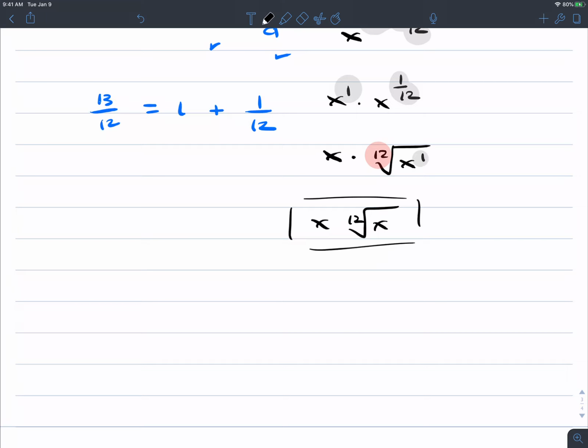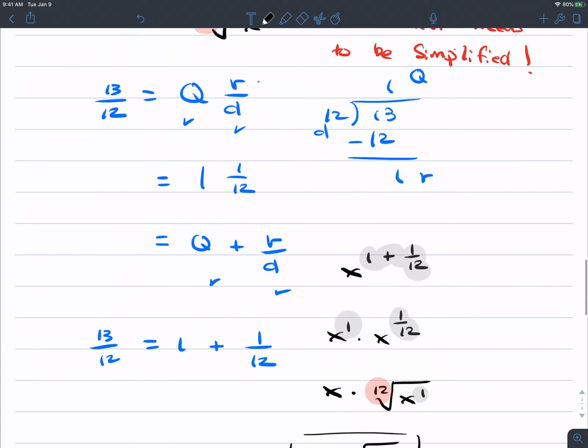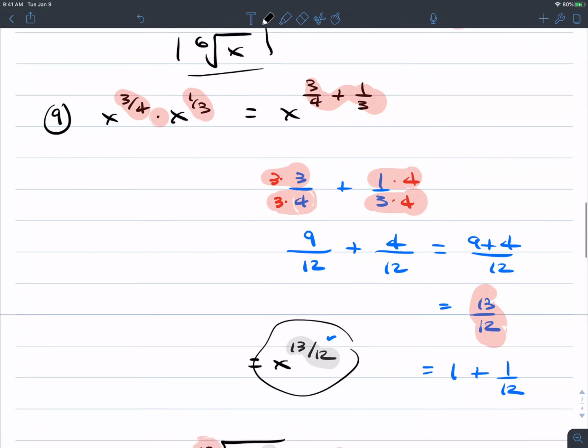So here's another way we can simplify our answer. And we may want to get used to doing that as well. So I'm going to do that for all of these. We're just going to really convert our what? Our improper fractions to mixed numbers and use our property again. And that's your answer. And that was number what? Is that number 9?